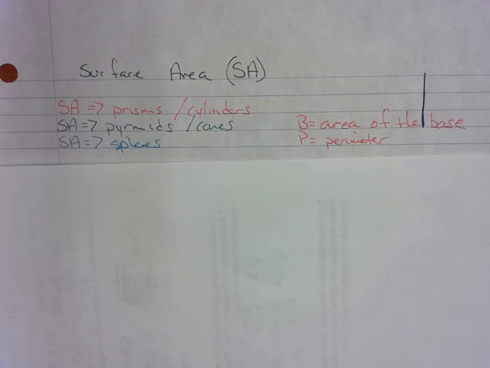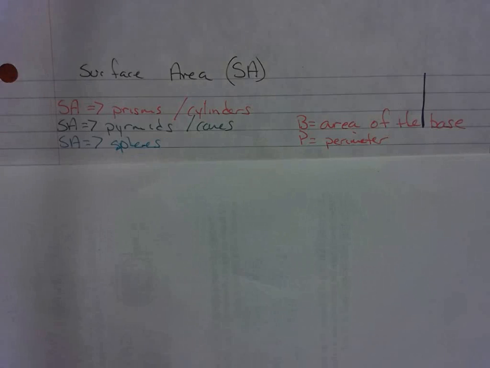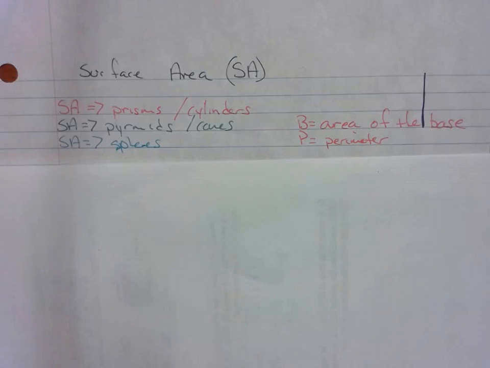You have surface area of prisms and cylinders, any shape that has 2 bases, pyramids and cones, shapes that come to a point, and then spheres, which is just a ball. Don't forget that the capital B stands for the area of the base. The capital P stands for perimeter.